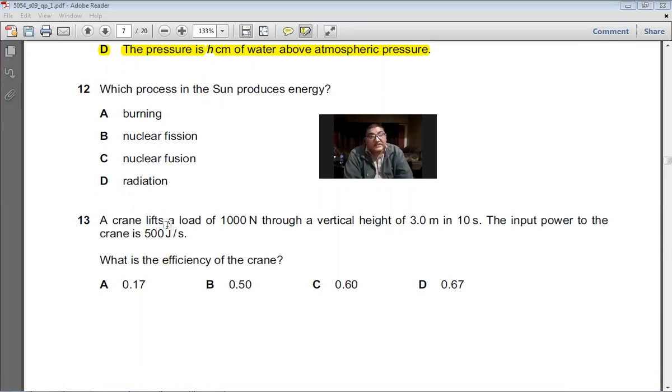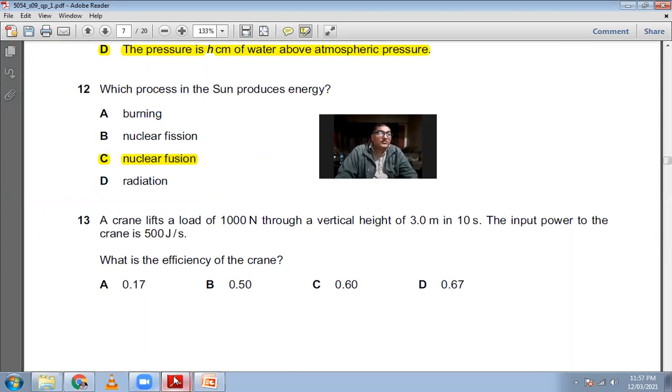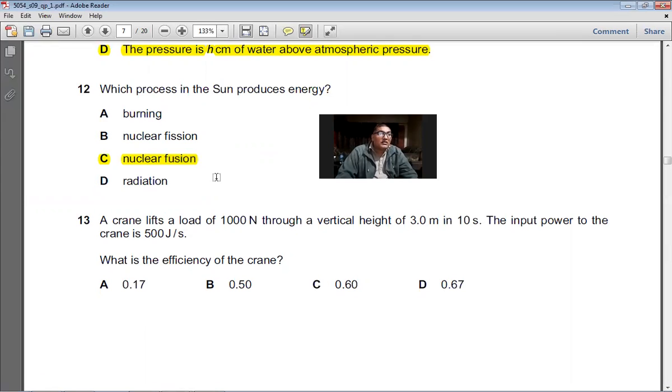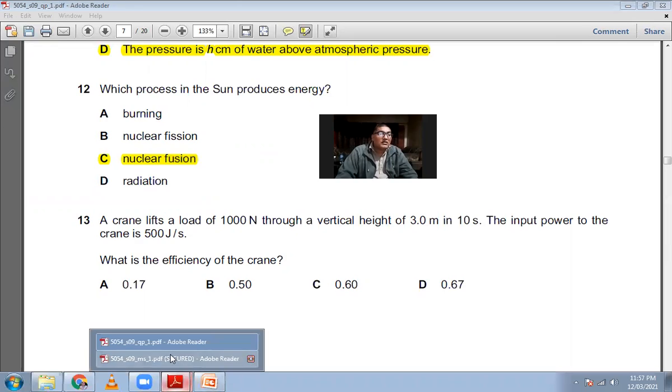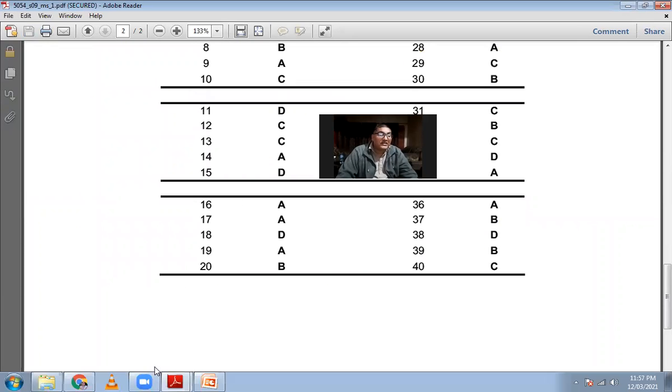Which process in the sun produces energy? In the sun, nuclear fusion is taking place. Nuclear fusion means that the smaller nuclei come close to each other and they make a larger nucleus. That's called nuclear fusion, and that is happening on the sun and other stars. So the process is nuclear fusion. Question number 12, C is the right answer.